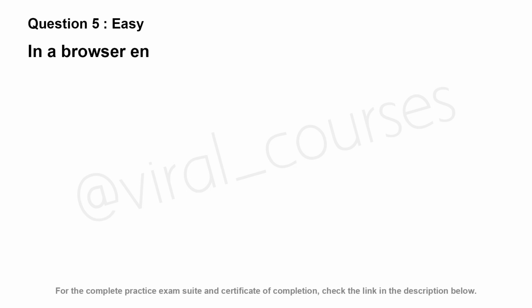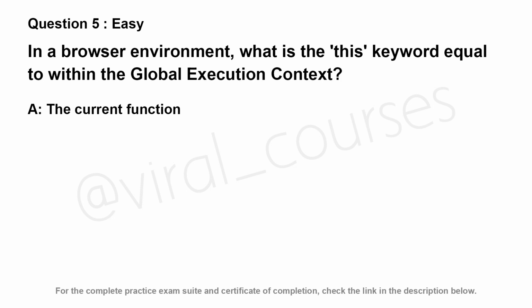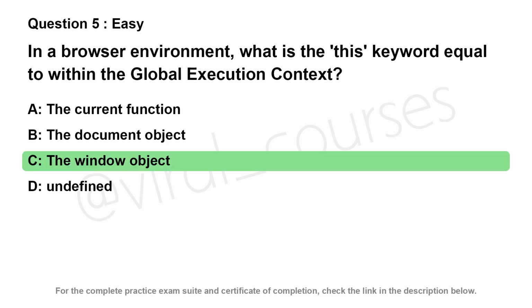In a browser environment, what is the this keyword equal to within the global execution context? Option A, the current function. Option B, the document object. Option C, the window object. Option D, undefined. The correct answer is C.